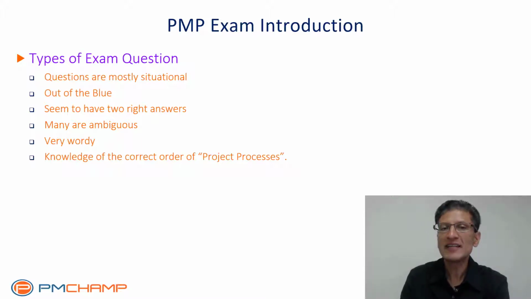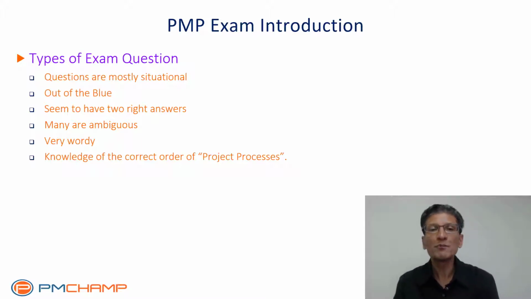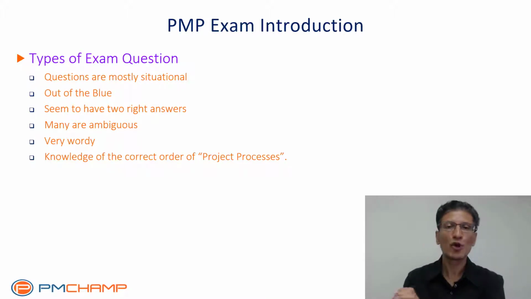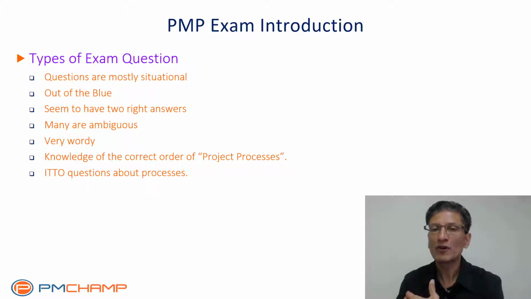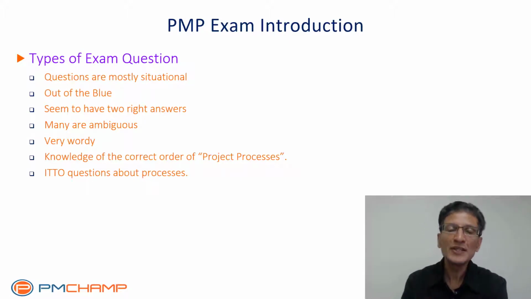Finally, you will get several questions which will ask you what is a tool and technique of this process. What is the output of this process? What's the input to create this document? These questions, in short, we refer to them as ITTO. ITTO refers to inputs, tools and techniques, and outputs. As you know, there are 49 processes, and for each process there is a unique set of ITTOs.